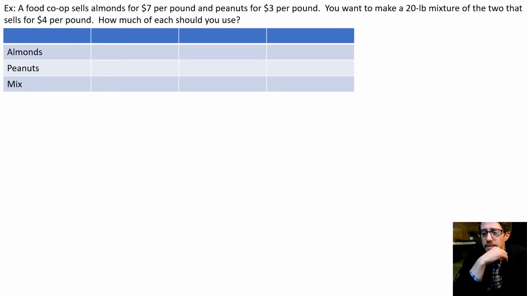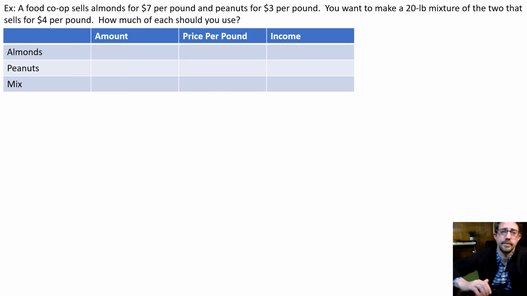So same thing, you can call it mix or you can call it a total. Your mix is going to consist of a bunch of peanuts and a bunch of almonds. You just don't know how many weight-wise. So here are your columns. All right, so now it's the price per pound that's kind of the rate. It's always like per something. So the amount you use, which once again, exactly the same, you don't know. It's just X and Y, but you do know how much your mix is. Your mix has to be 20 pounds, so that's known.